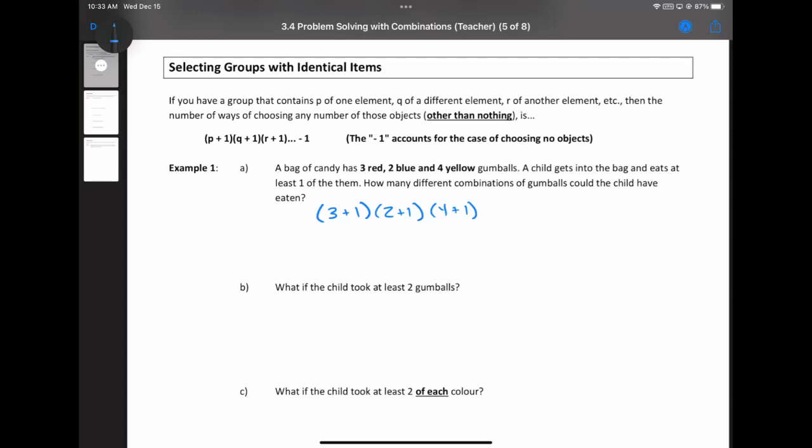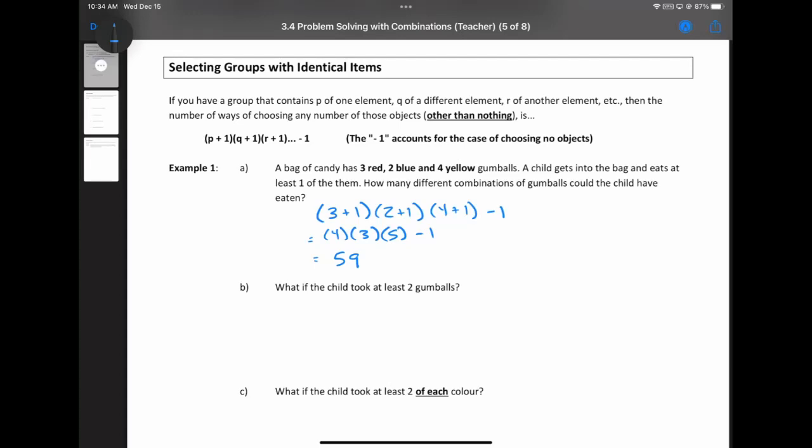Now that almost answers the question, except for the fact that the kid could have said, okay, I'm going to choose no red and no blue and no yellow. And that doesn't actually meet the criteria of our question. So we're going to subtract 1 off the end, which gets rid of the case where they chose none, none, and none. So the minus 1 on the end gets rid of the scenario with no gumballs chosen. Once we have that, this just becomes 4 times 3 times 5 minus 1, which is 60 minus 1, or 59. So there are 59 possible ways that they could eat at least one of the gumballs.